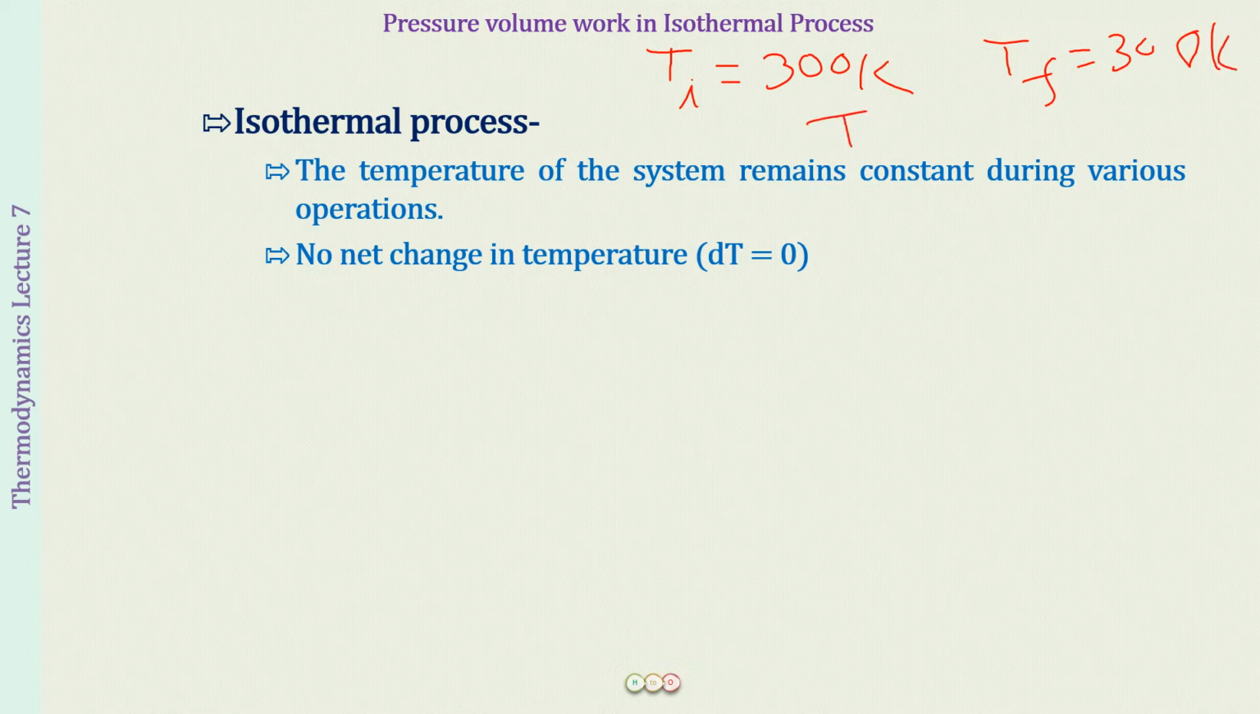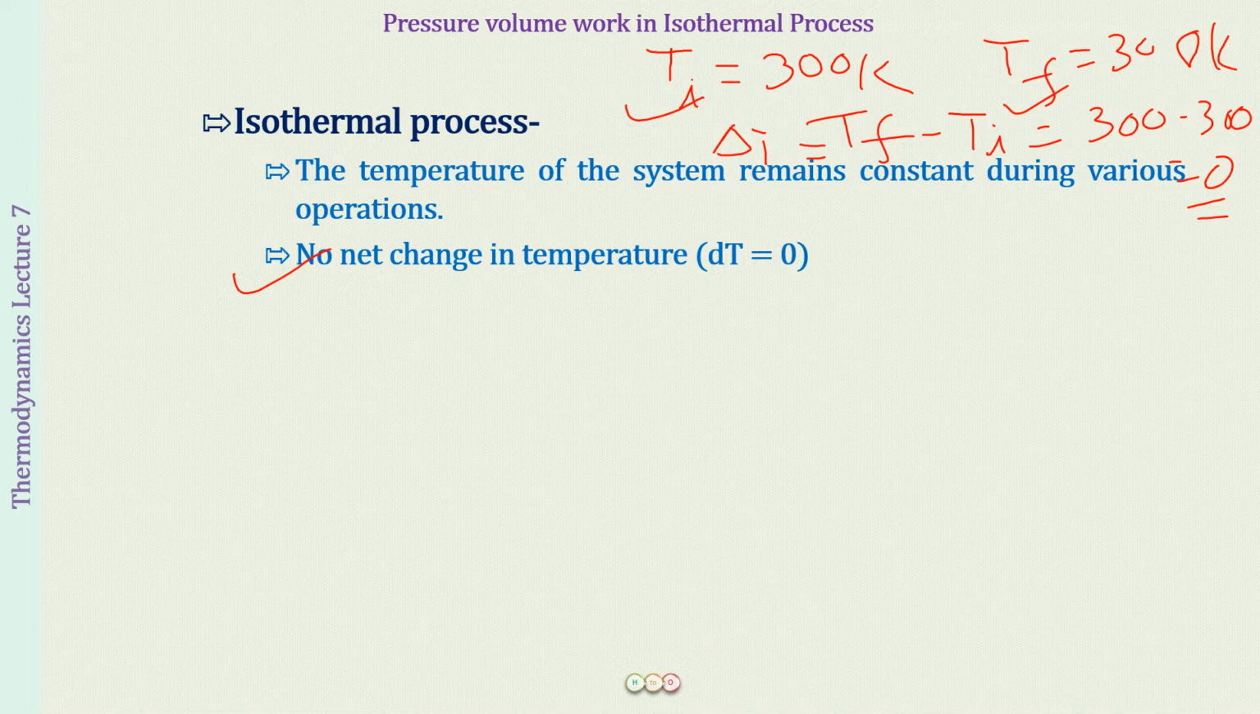So when you calculate delta T, which is T final minus T initial, it will come up as 0. Right? This is what we mean, that there is no net change in temperature. The initial temperature and the final temperature remain the same.